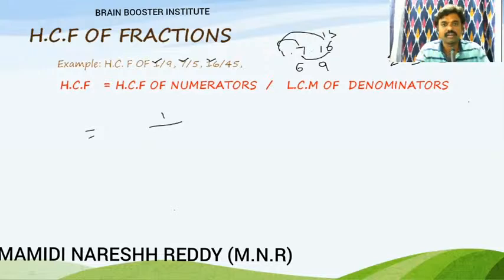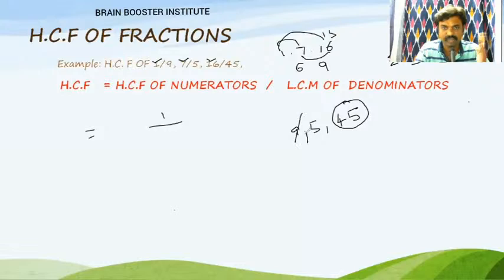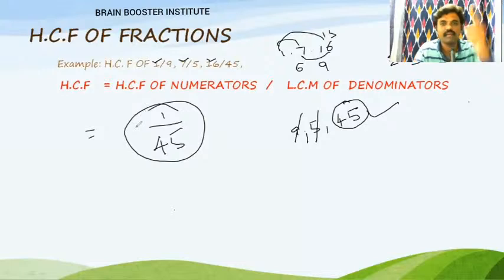Now let's find the LCM of the denominators: 9, 5 and 45. The largest number is 45, and 9 is a factor of 45, so I'm cutting 9. 5 is also a factor of 45, so I'm cutting 5, because 5 nines are 45. That's why the final answer is 45. So the HCF of the given fractions is 1 by 45.